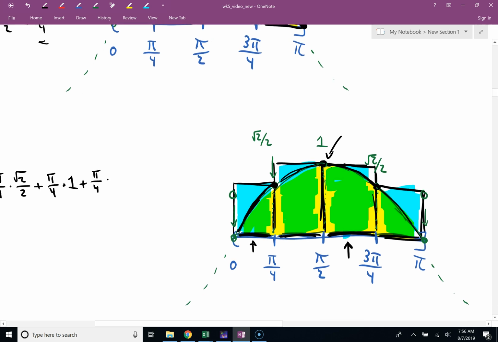So I actually double chose 1. But this is allowed when we're doing upper sums and lower sums. And then finally, for my fourth rectangle, again, the width is pi over 4, and the height is going to be root 2 over 2. So that's going to be this one over here. That's what we chose for the height.